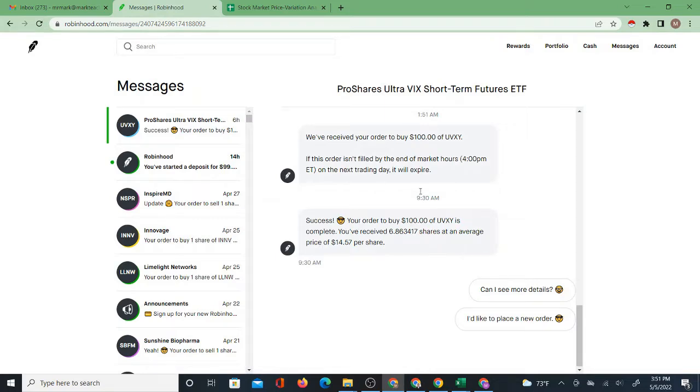And I actually set it at 1:51 a.m. I set it to buy $100 worth of it, and at 9:30 when the market opened up, it automatically bought $100 worth of it at $14.57 a share. So this was basically an automated trade in that sense.